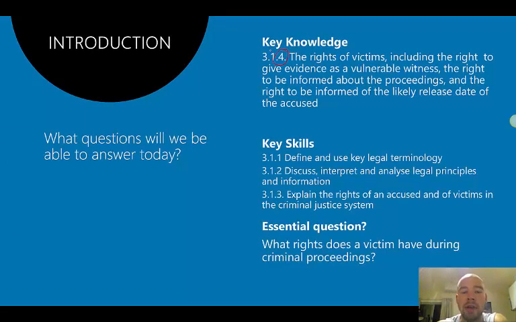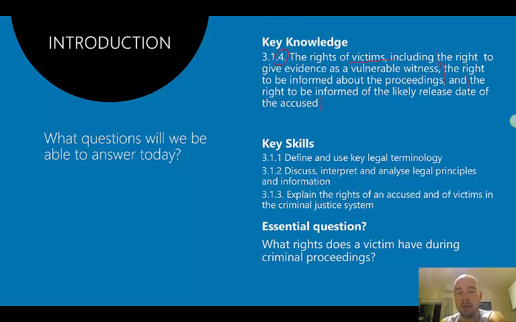This follows on directly from Key Knowledge point 3, which was the rights of an accused person. Now we are switching to the rights of victims. Again, this works out exactly the same as the rights of the accused. It says to us we need to know the rights of victims, general statement, but then also includes 3 specific things: the right to give evidence as a vulnerable witness, the right to be informed about the proceedings, and the right to be informed of the likely release date of the accused.